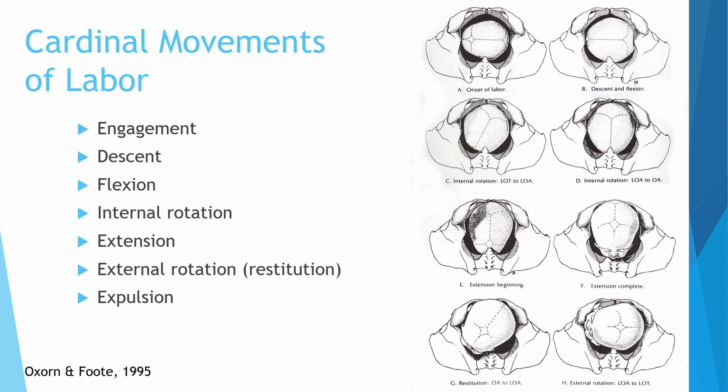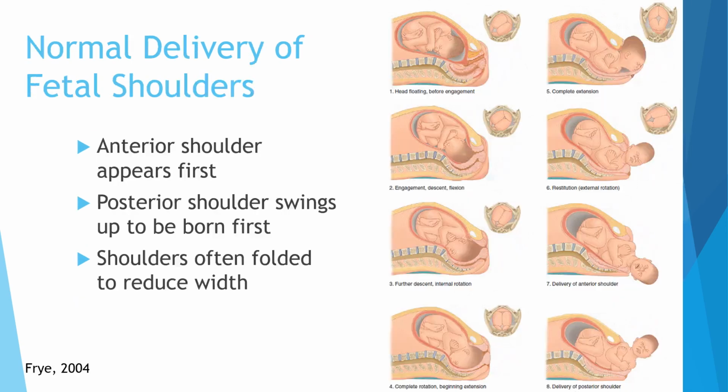So these are cardinal movements of labor typically towards the end at delivery time. And if we respect the birth process, you can actively see that happening. Normal delivery of the shoulders. So this is what you would expect to see if you could look inside the mama during those cardinal movement rotations. The anterior shoulder will appear first, the posterior shoulder will swing up to be born, and then the shoulders will often fold to reduce the width because after the head comes out, the shoulders are the widest part of the baby.